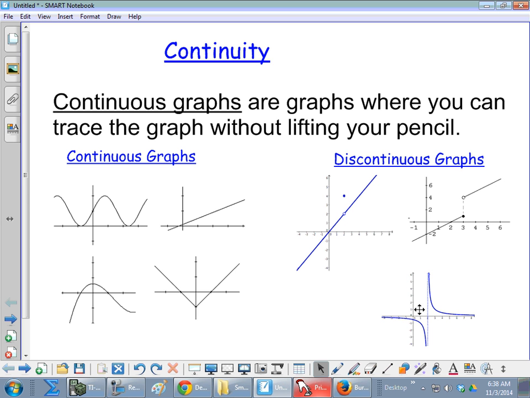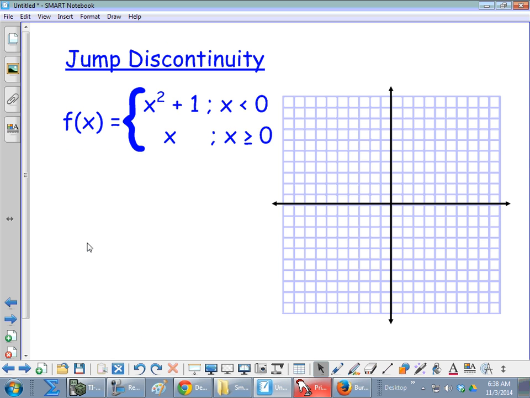And then here, this is called infinite discontinuity, and we'll talk about all these different types here in this video. But this one, it approaches this vertical line both on the left and on the right. So this graph kind of swoops down and then swoops down again. So we'll talk about why this happens. So the first type we're going to talk about is called jump discontinuity.